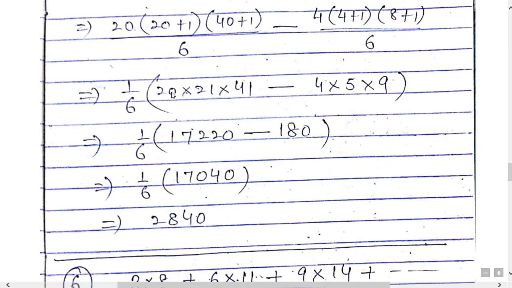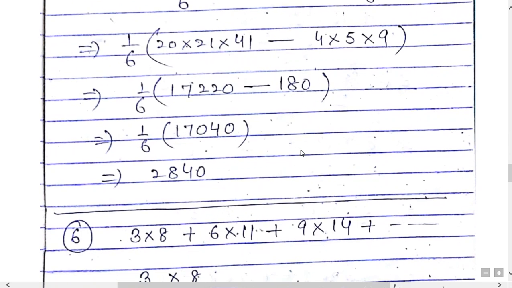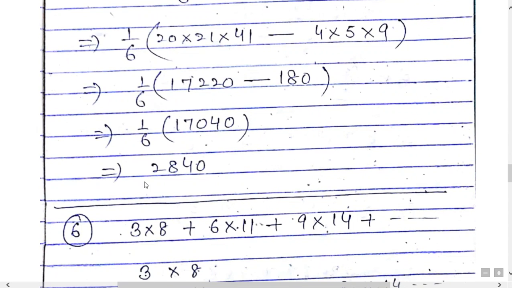Then multiply 20 by 21 by 41. It's 17220. 4 multiplied by 5 multiplied by 9 is 180. Then subtract the terms, then divide by 6. You will get the answer 2840. It's a simple calculation.